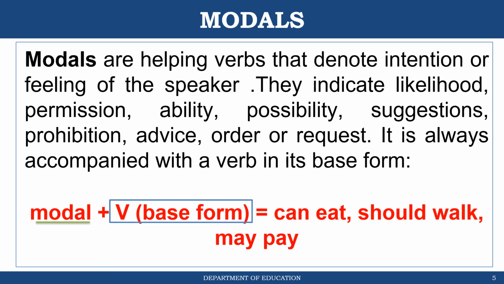What is the base form of the verb? The base form of the verb is its root. It is the version of the verb without any endings, meaning without s, without ing or ed. Take a look at this example. Can plus eat. So can is the modal and eat is the base form of the verb.